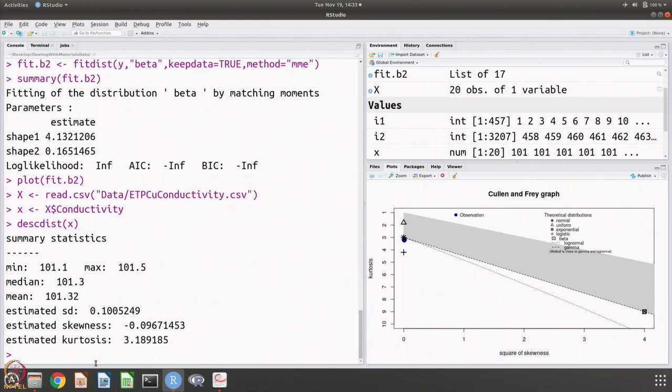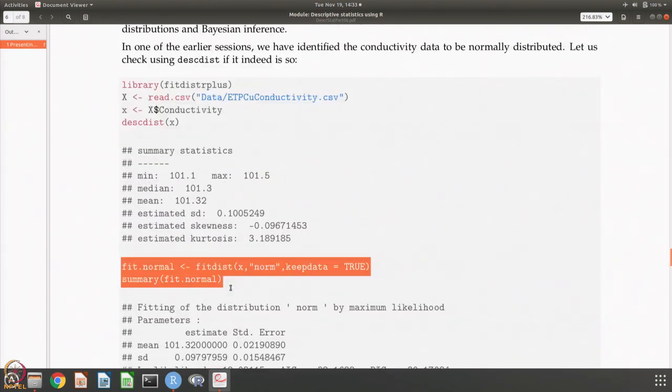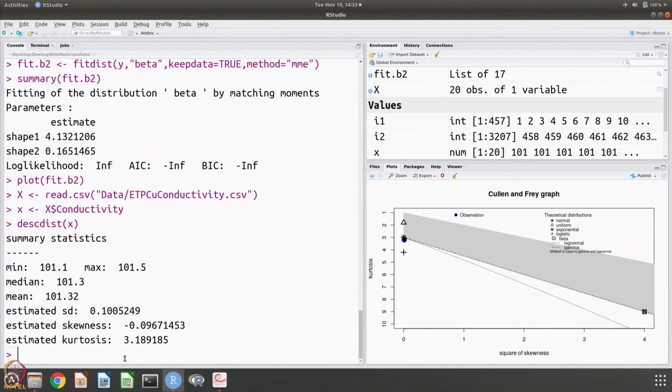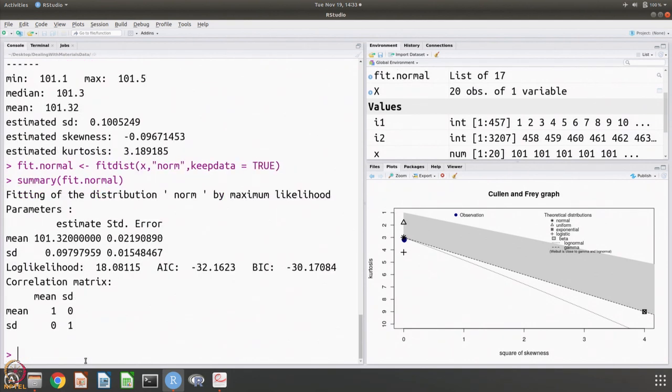Of course, we can check that it indeed is so. How do we do that? We try to fit this to the normal distribution. We say, fit the distribution, take the x data, fit it to the normal distribution and give the summary of the fit. We again find that of course it fits, and it used the maximum likelihood method, and this is the mean and standard error and the standard deviation. It is like 0.1, and this time you can see that the log likelihood, the AIC, BIC, etcetera are not infinities. It is giving you some numbers, and it also gives you what is known as the correlation matrix. We will at some point look at what it is.